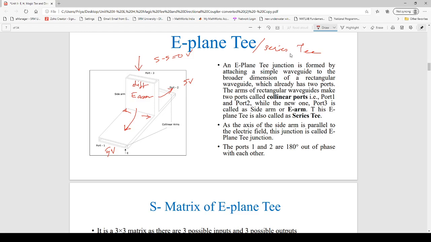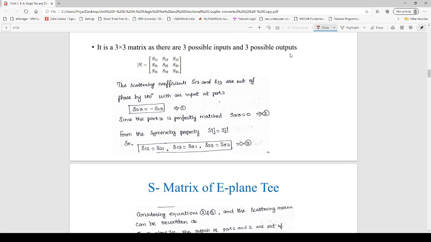Right. So now we'll see the scattering matrix of the E plane T. What is my first property? The scattering matrix should always be a square matrix of order n cross n. So here it is a 3-port network, so we'll have order 3, a 3 cross 3 matrix. And what are all the possible parameters? Since it is a 3-port network, these are the parameters of my scattering matrix, ranging from S11, S12, S13 to S31, S32, S33.